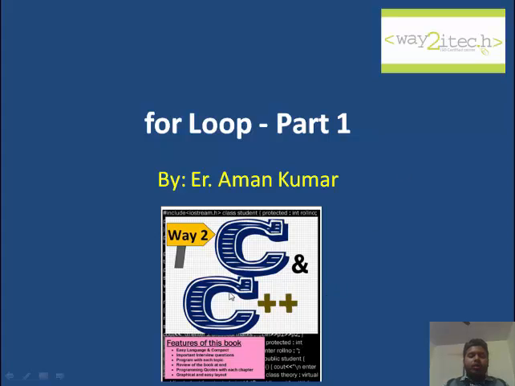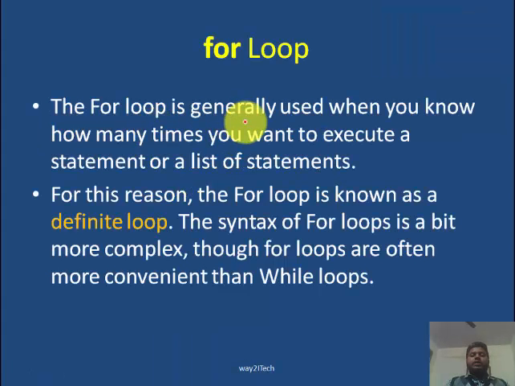This is our book relating to C and C++ programming, and in this video we will be discussing the for loop. This is part 1 of the for loop videos. So here we begin. A for loop is generally used when you know how many times you want to execute a statement or list of statements. Whenever we know how many times we have to execute the code, we generally use a for loop. For this reason, the for loop is known as a definite loop.